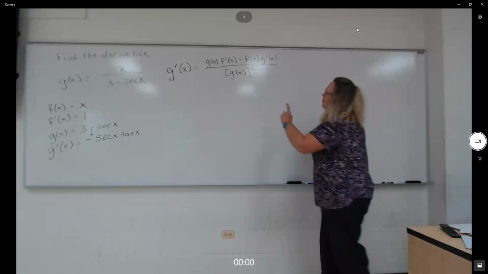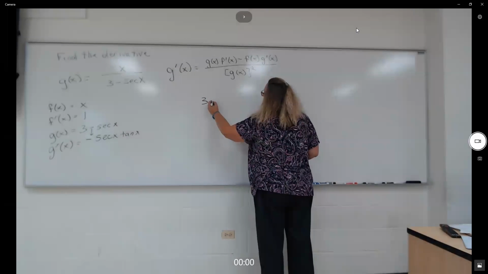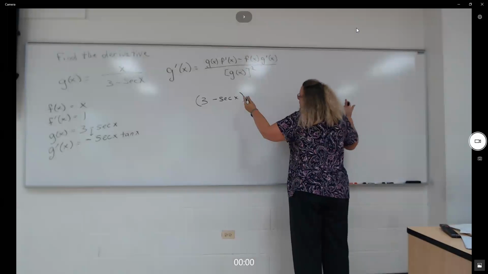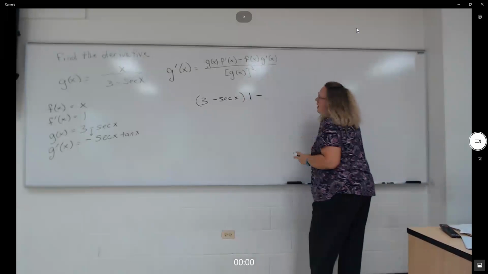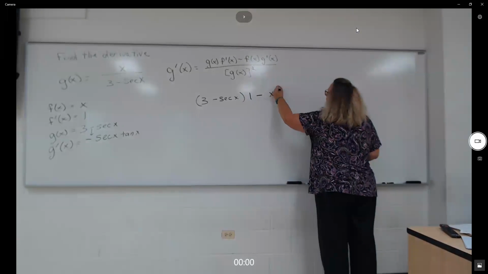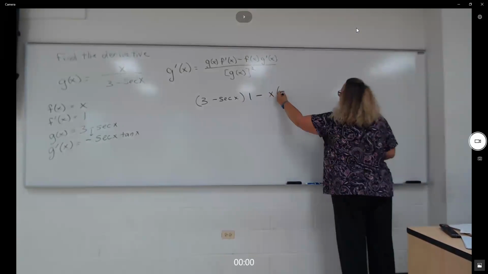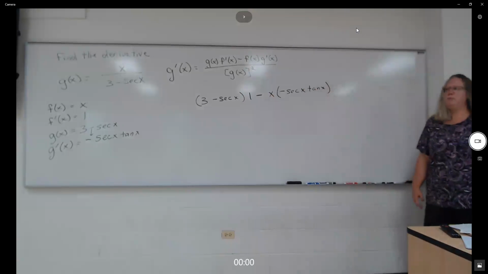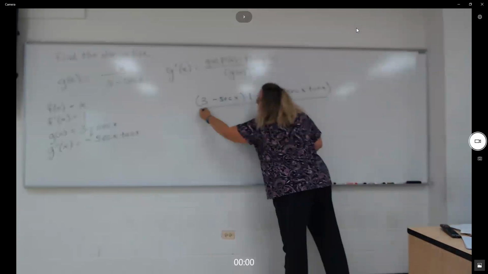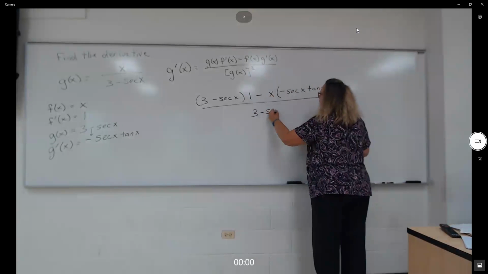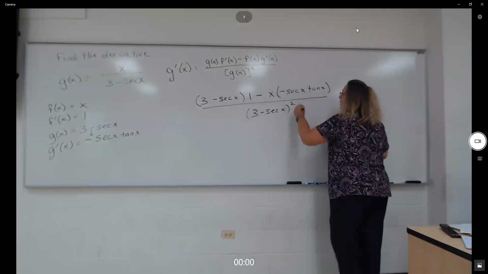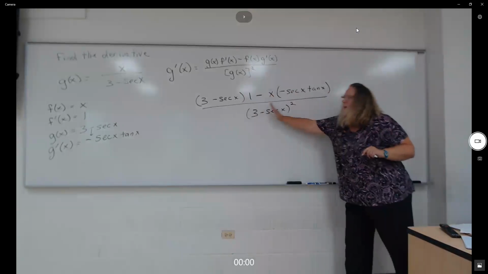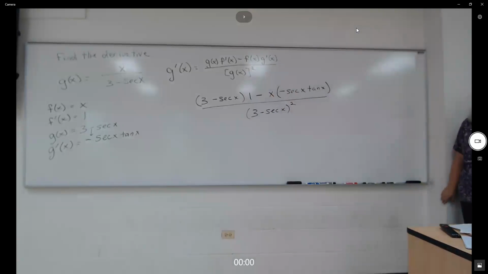So now it's just a matter of plugging it in. G is 3 minus secant. Derivative of f is 1. F of x is x. And then the derivative of g is that negative secant, negative only because of the negative coming from the problem. And then the bottom is 3 minus secant squared. Now, do we see here? I would not put the little 2 here because I'm squaring the entire bottom, so there I don't have a choice. It has to be around parentheses.